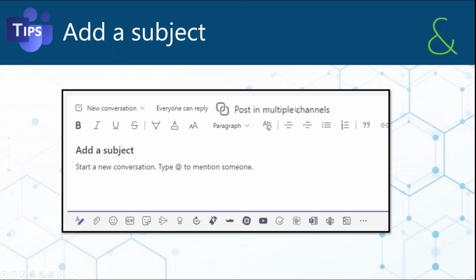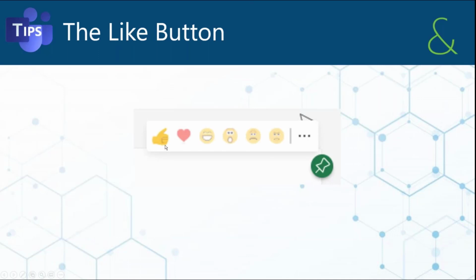And in that same area, when you're creating a new post, this is a new feature: you can post to multiple channels. So if it's an announcement you want to make across a lot of different teams that you're a part of, when you're creating your post, you can click that post to multiple channels option and just pick all the channels you want it to show up in.